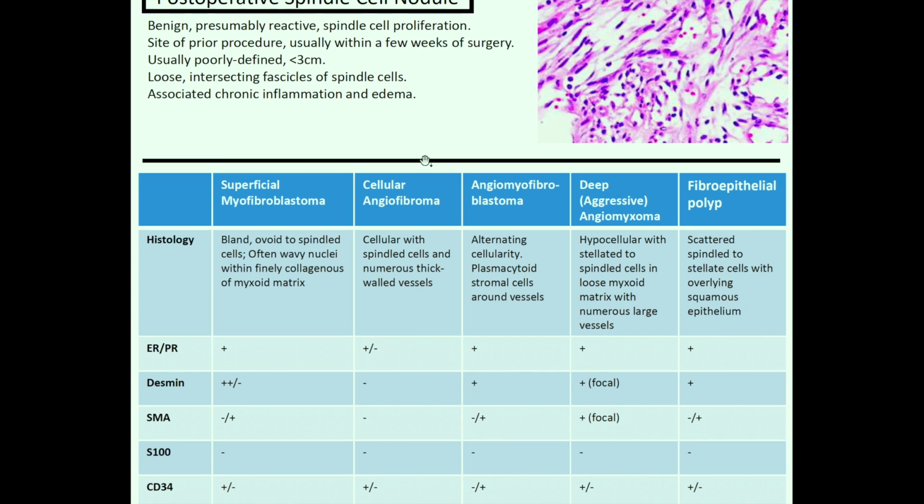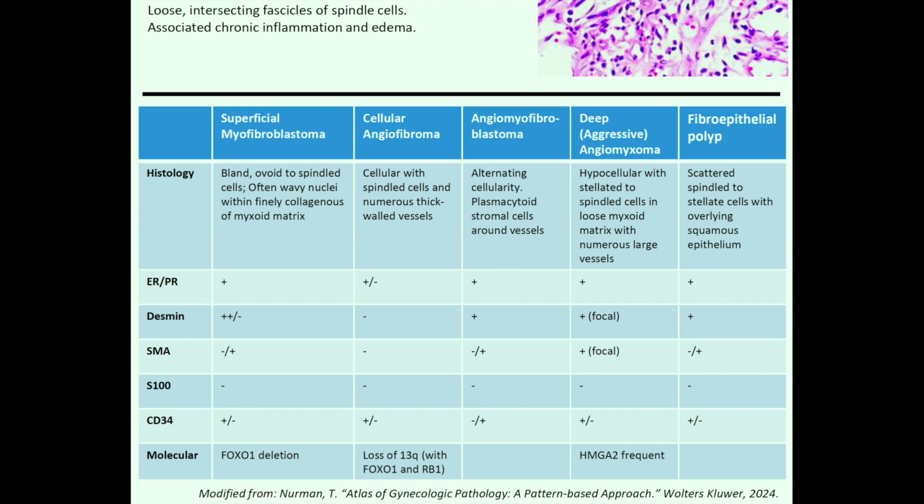So the next entity is a post-operative spindle cell nodule. These are benign, presumably reactive spindle cell proliferations at the site of a prior procedure, usually within a few weeks of surgery, and usually poorly defined and less than 3 centimeters. And histologically, you're going to see loose intersecting fascicles of spindle cells associated with chronic inflammation and edema, which makes sense. It's kind of just the spindle cell response to a previous site of operation or a prior procedure. So there's some chronic inflammation, some edema, and some spindled cells. So the body's just kind of reacting to that.